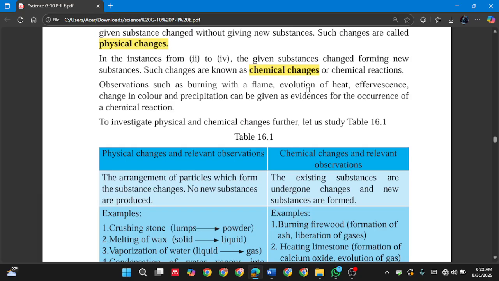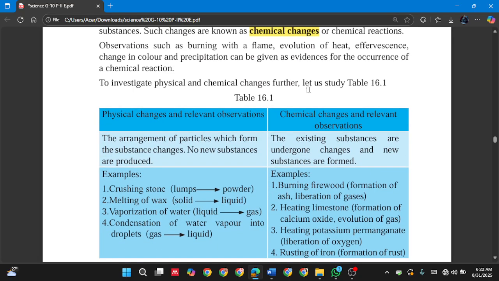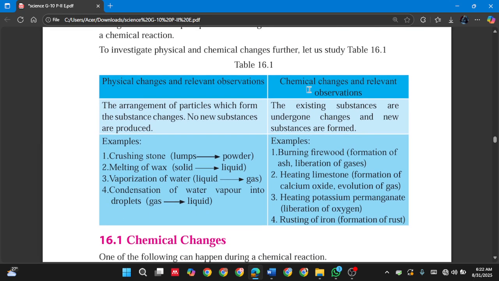Observations such as burning with a flame, evolution of heat, effervescence, change in color, and precipitation can be given as evidence for the occurrence of a chemical reaction. To investigate physical and chemical changes further, let us study table 16.1. Physical changes and relevant observations. Chemical changes and relevant observations.